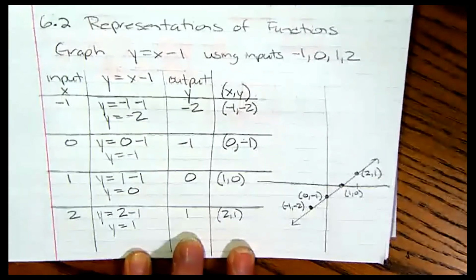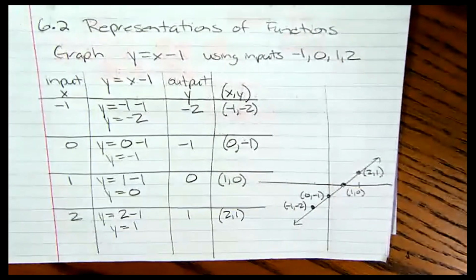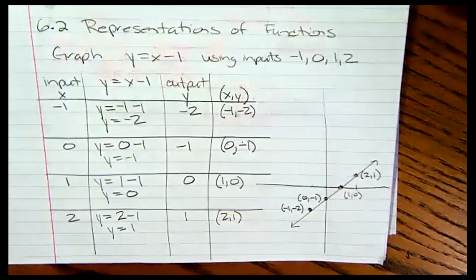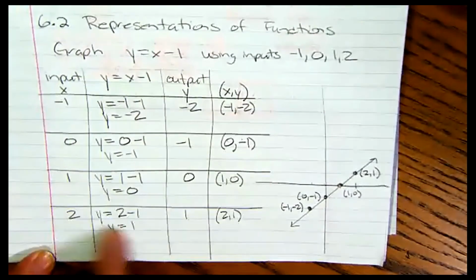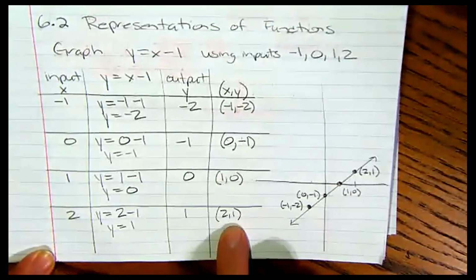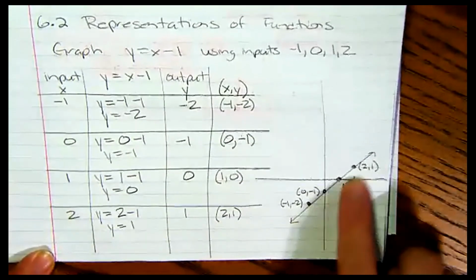Then we have representations of functions, which is the same thing as graphing linear equations. They're going to give us an equation and give us the inputs. We need to create our table, figure out what our ordered pairs are, and then graph them.